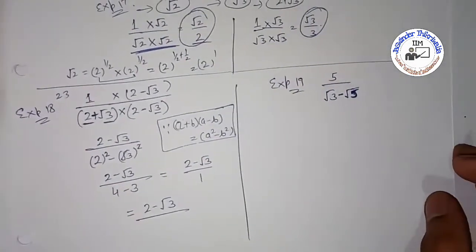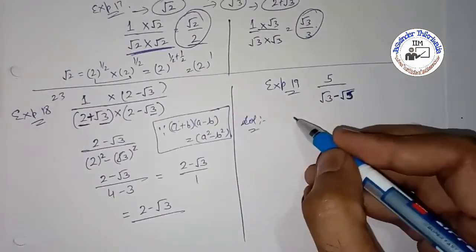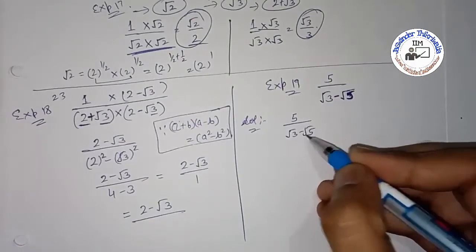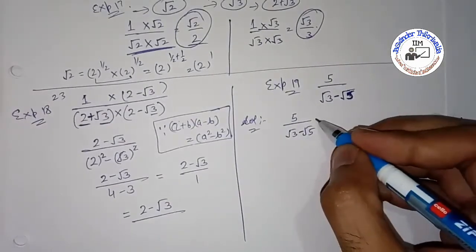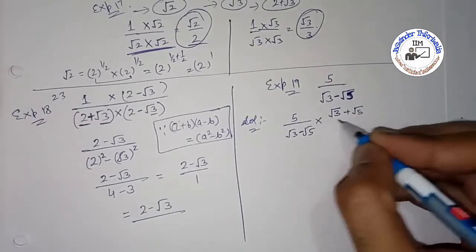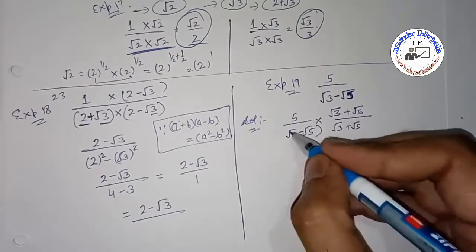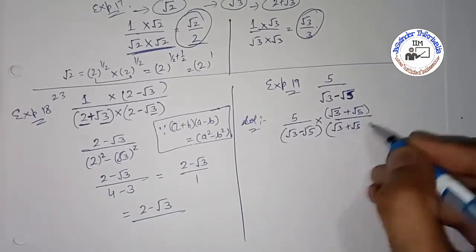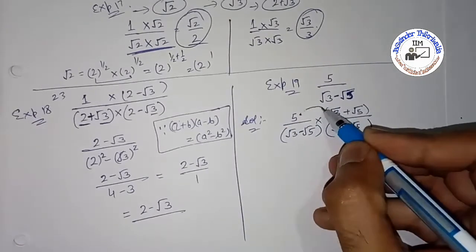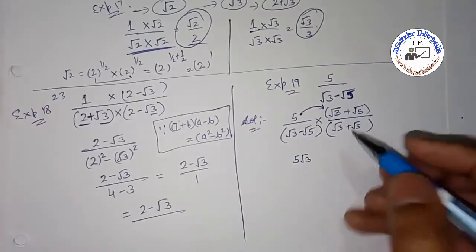Now move to the next example, number 19. Here you will apply the same process. Firstly write this given number, then you check in the denominator there is a minus sign, so now we will replace it with plus. Under root 3 plus under root 5, under root 3 plus under root 5, we will multiply with the numerator also, and we will multiply with the denominator also. So now my dear, firstly we will multiply 5 with under root 3, it will be 5 times root 3.